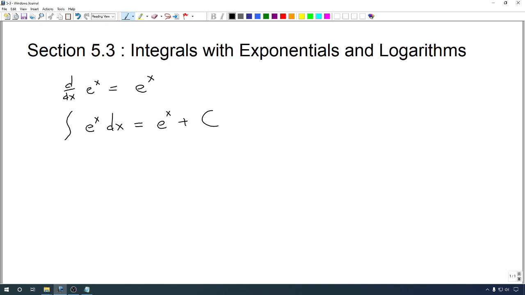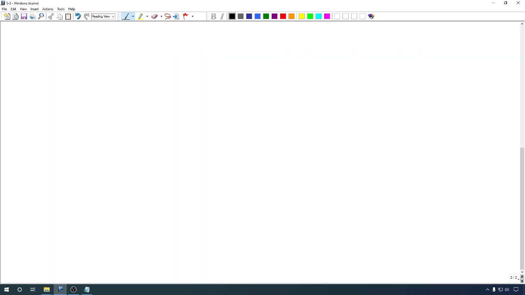Now, of course, we can also include substitution with this to do a little bit more complicated integrals, but that's about it for now. But let's go ahead and look at some problems involving this. Let's look at problem 3. The integral of negative 4 e to the x plus x squared dx.